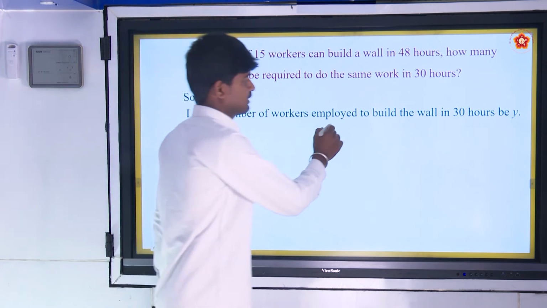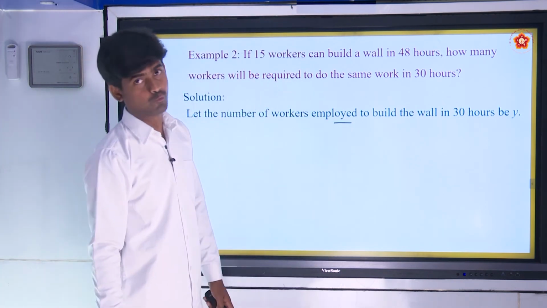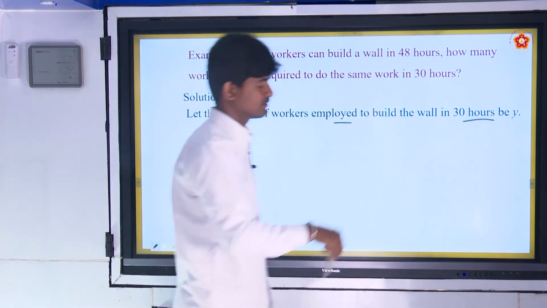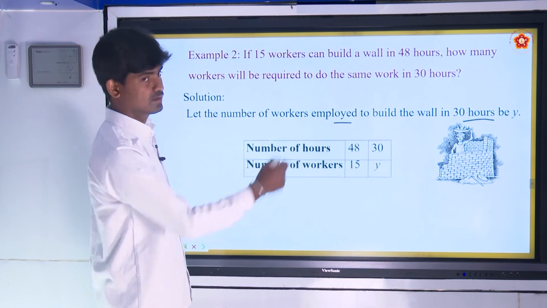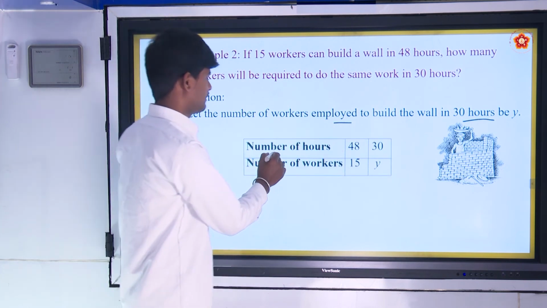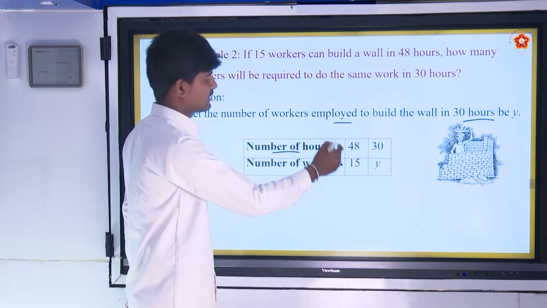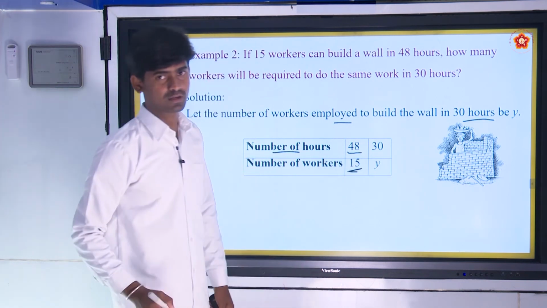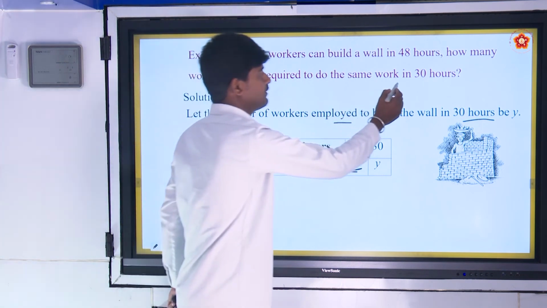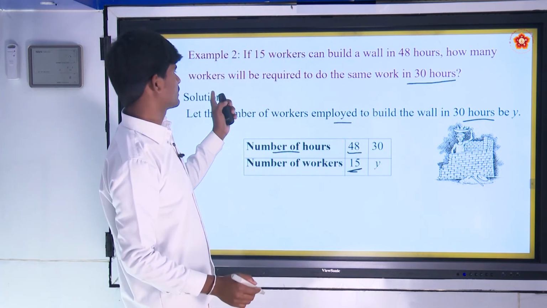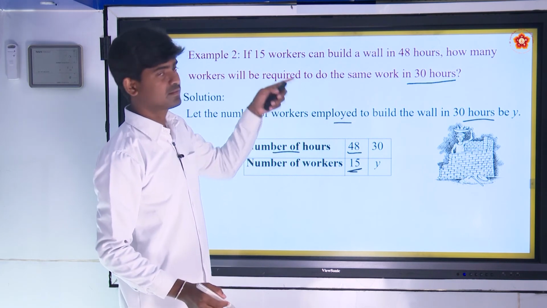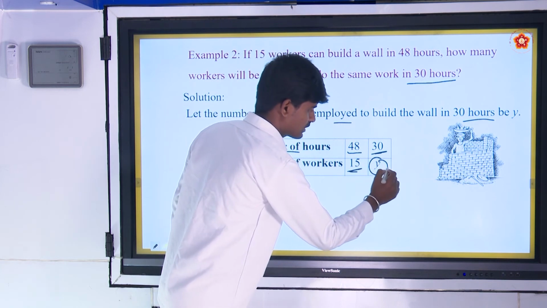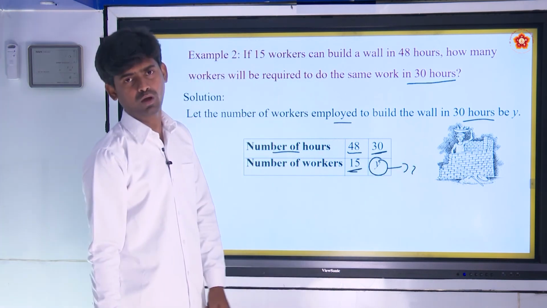Let the number of workers employed to build that wall in 30 hours be y, which we don't know. The number of hours first given is 48 hours, with 15 workers. They are also asking how many workers will be required to build the same wall in 30 hours. We don't know the workers. How many workers do we require to build that wall?